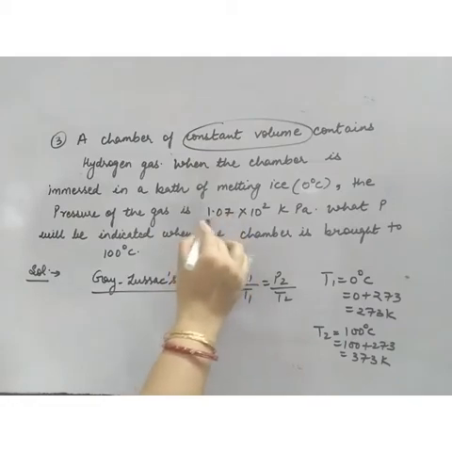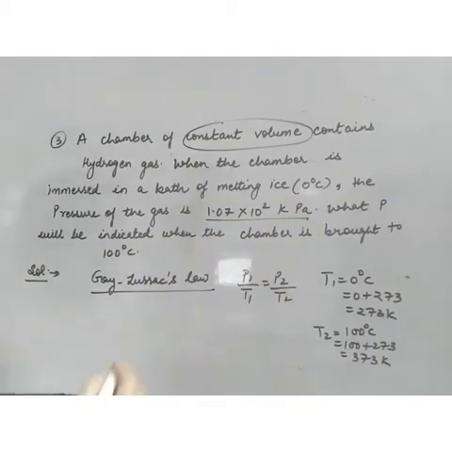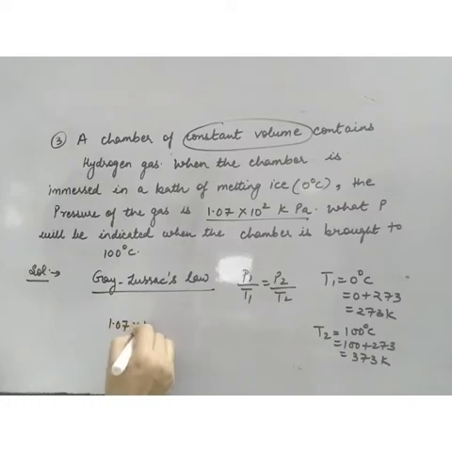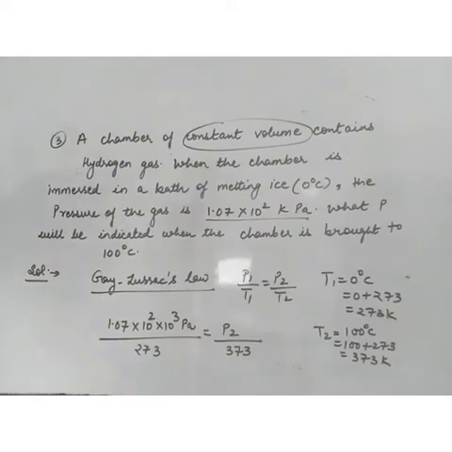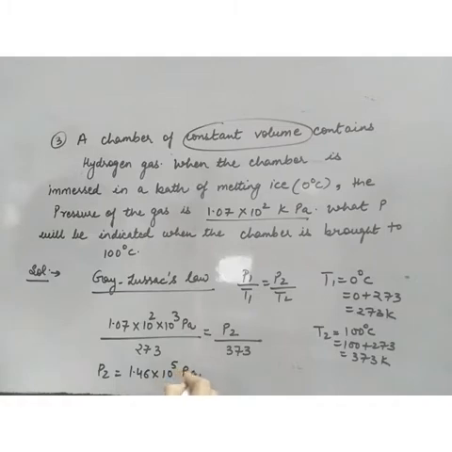Now the initial pressure is this. We can change kilopascal to pascal. So P1 will be 1.07 into 10 to the power 2 into 10 to the power 3 pascals upon 273 is equal to P2, which I have to find out, upon T2, which is 373. So my answer will be in pascals. If you don't want to convert it into pascal, let it be in kilopascal, then your final pressure will also be in kilopascal. So the final answer will be 1.46 into 10 to the power 5 pascals.